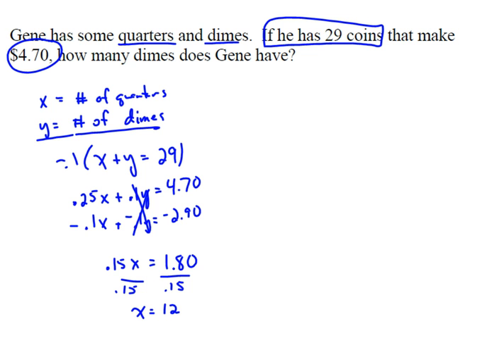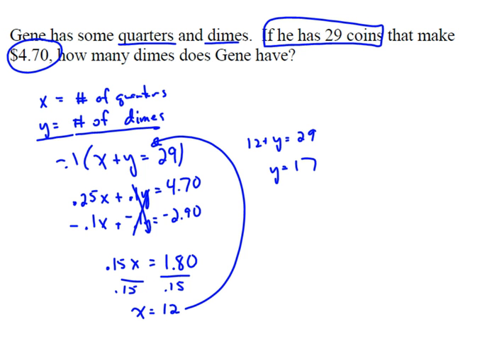And so x was a number of quarters, and so the number of quarters is 12. Well, if we got 12 quarters, how many dimes do we have? Plug in 12 there, and you get 12 plus y equals 29. And so y has to equal 17. So the number of dimes is 17.